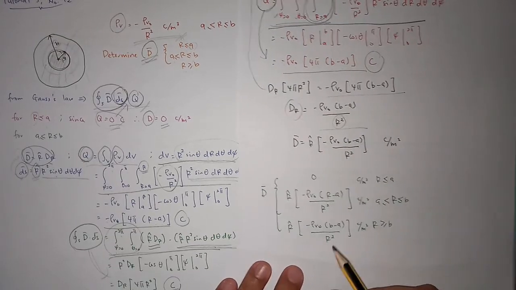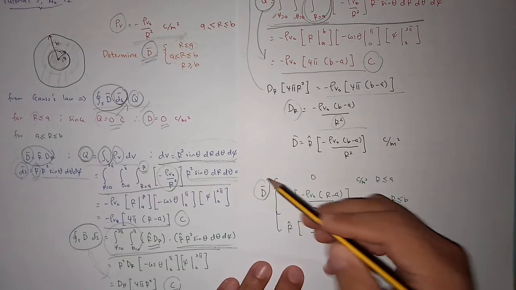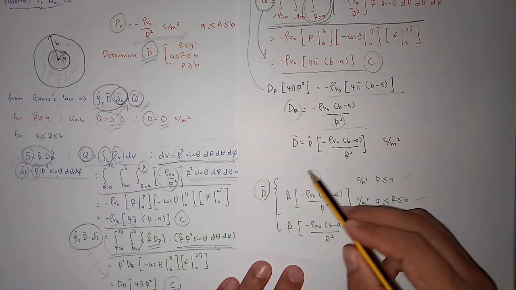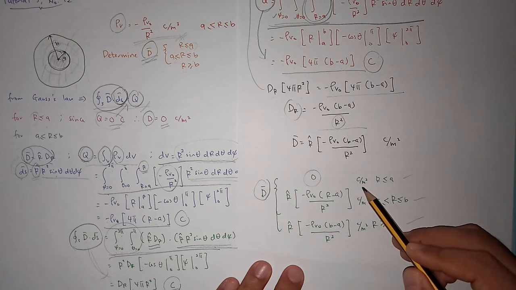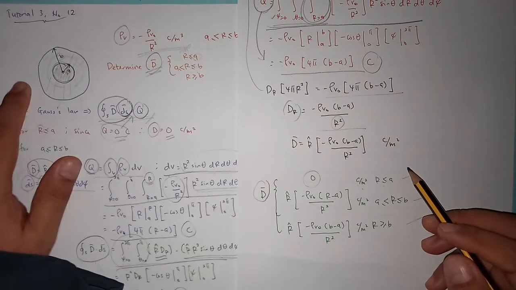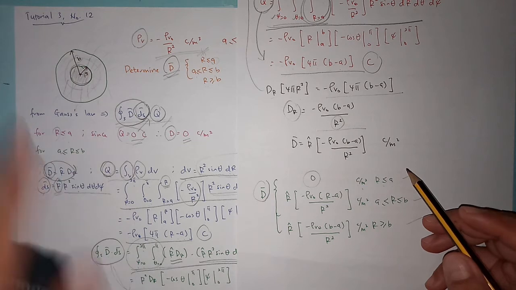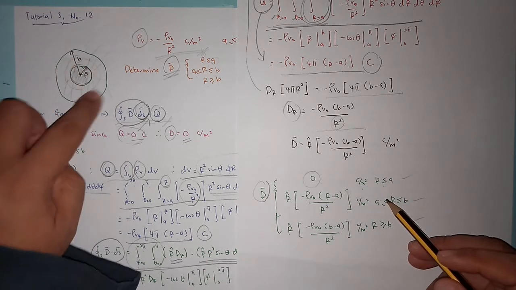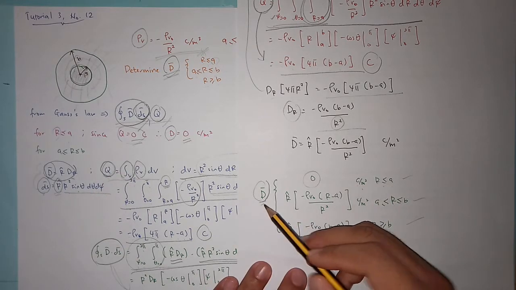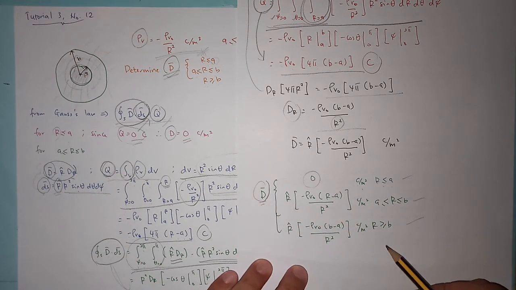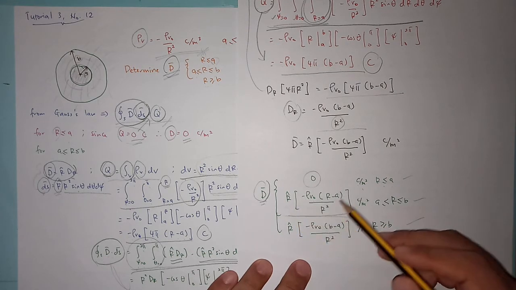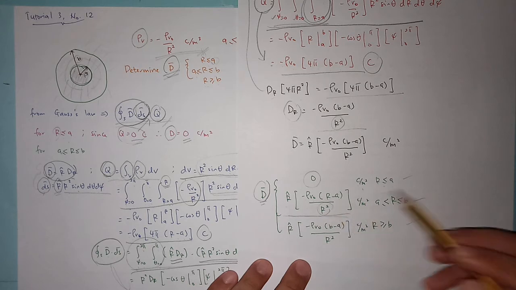So based on that solution, we will have the expression for D for each region. First, D is equal to 0 coulomb per meter squared in the region of r less than a, which is inside this shell. Inside this charge, the vector D, or electric flux density, is given by this expression: r cap times minus rho v naught, (r minus a) divided by r squared.